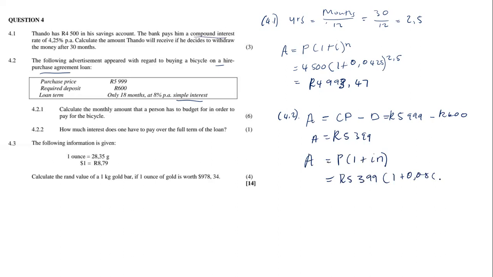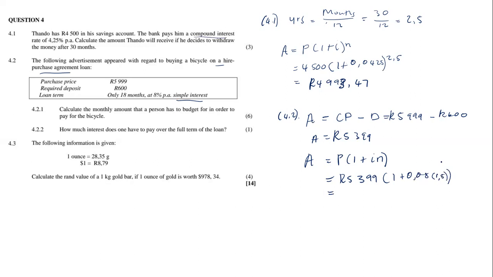Our n in this case is going to be 18 months, so we have to convert 18 months into years. On your calculator, 18 divided by 12. How many years? 1.5 years. So that means it's going to be 1.5 years. Close the bracket, and let us calculate this on our calculator.